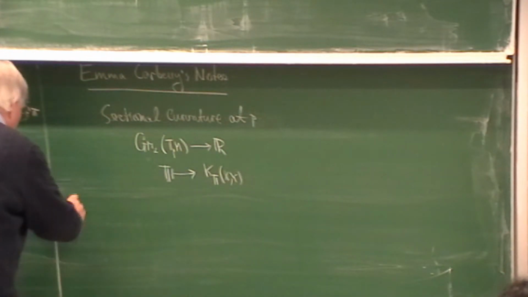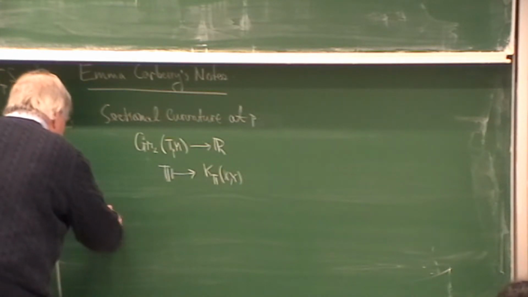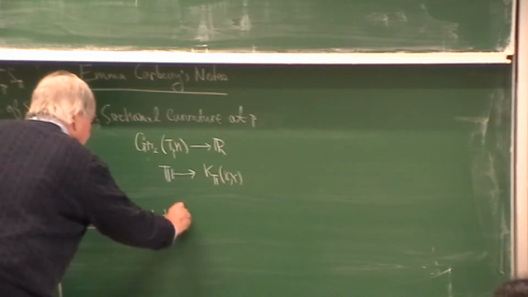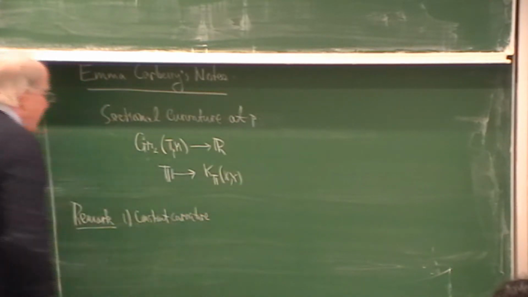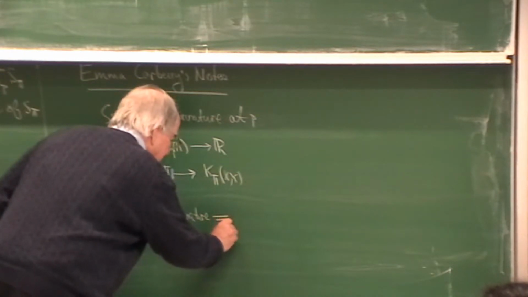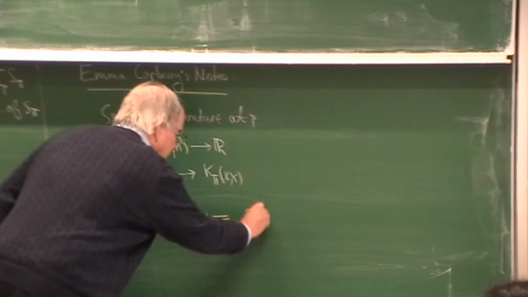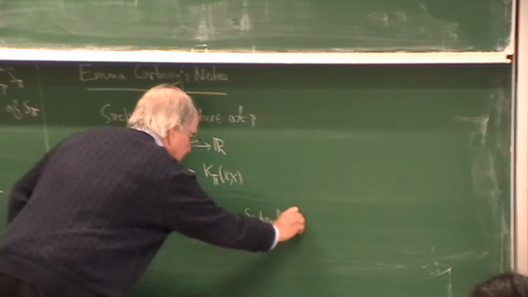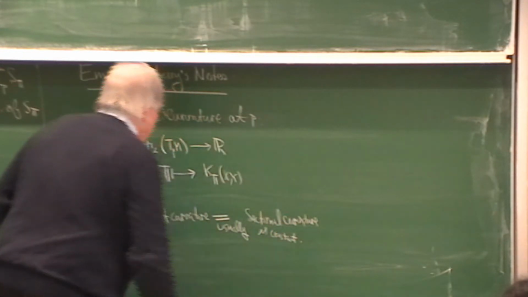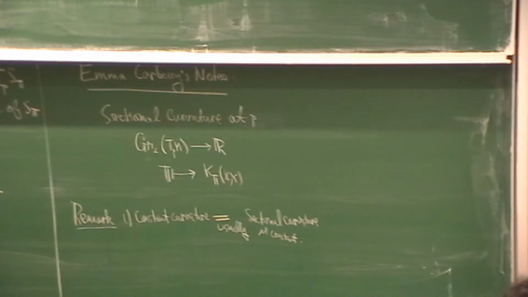And there's some remarks. The first remark is just a notation. When you hear somebody talk about constant curvature, usually they mean constant sectional curvature. It means that this mapping is constant. Okay, that's usually what they mean. Sectional curvature is a constant function. And there's another remark, and let's call this exclamation point.